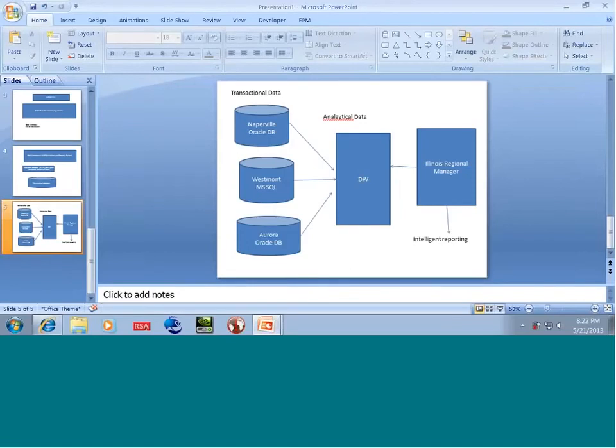So data warehouse is also very commonly referred to as a decision support system, and it is also called OLAP, which is online analytical processing system. As the name itself suggests, this data is used for making decisions and making analytical reporting available.